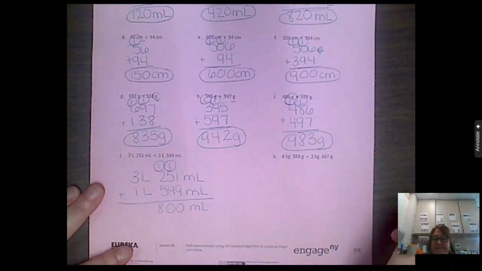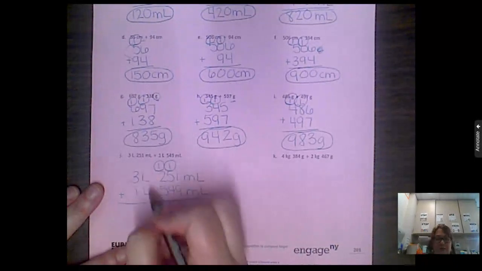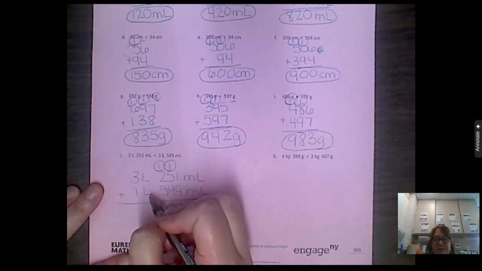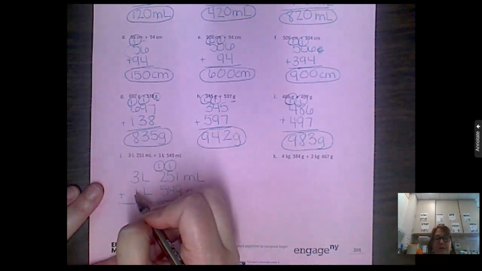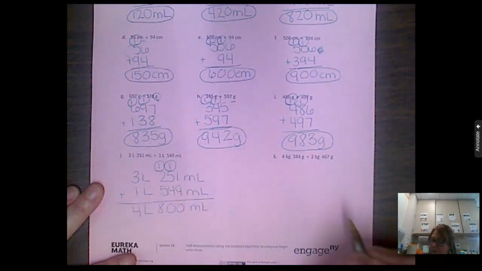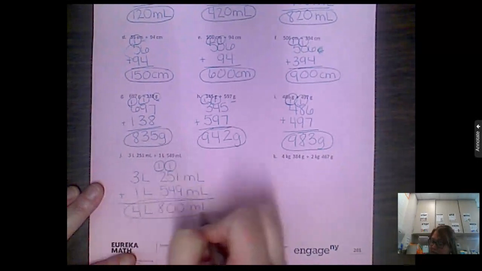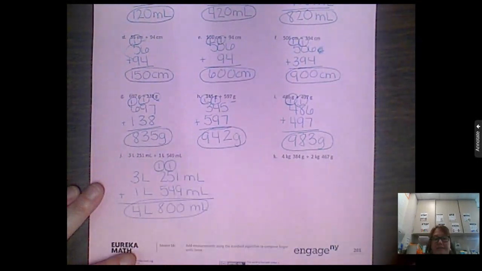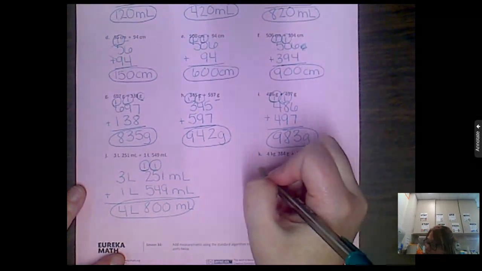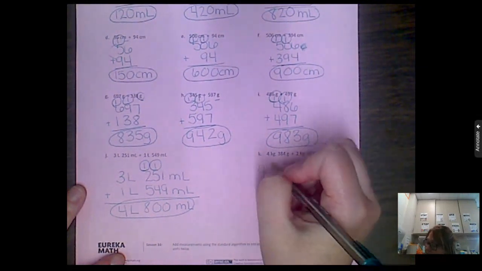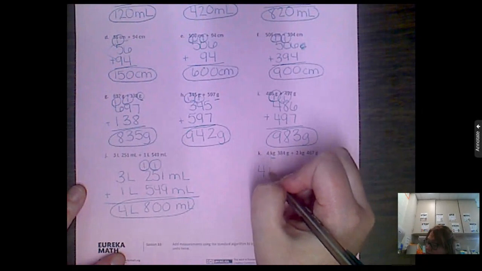Am I done? I have this chunk over here, right? So I've got liters, liters, liters. And 3 plus 1 equals 4. So 4 liters, 800 milliliters. How do we do that? Nice work. Okay, and the last one, let's check and see how you did. So I'm going to set it up again. So 4 kg stands for kilograms.